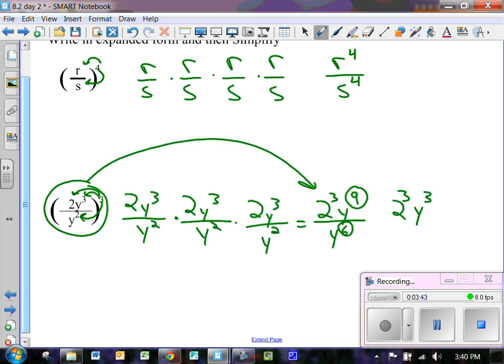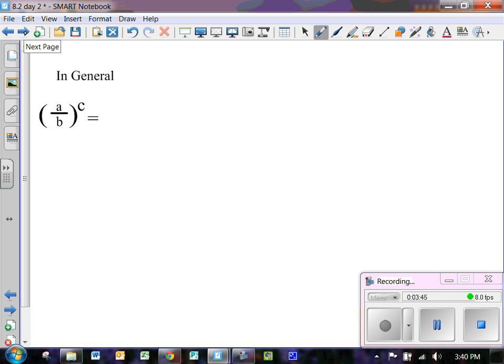All right, so the general rule for this is a over b, that whole thing to the c, is going to be a to the c power times, or over, b to the c power. Make sure you write that down. So a to the c over b to the c.